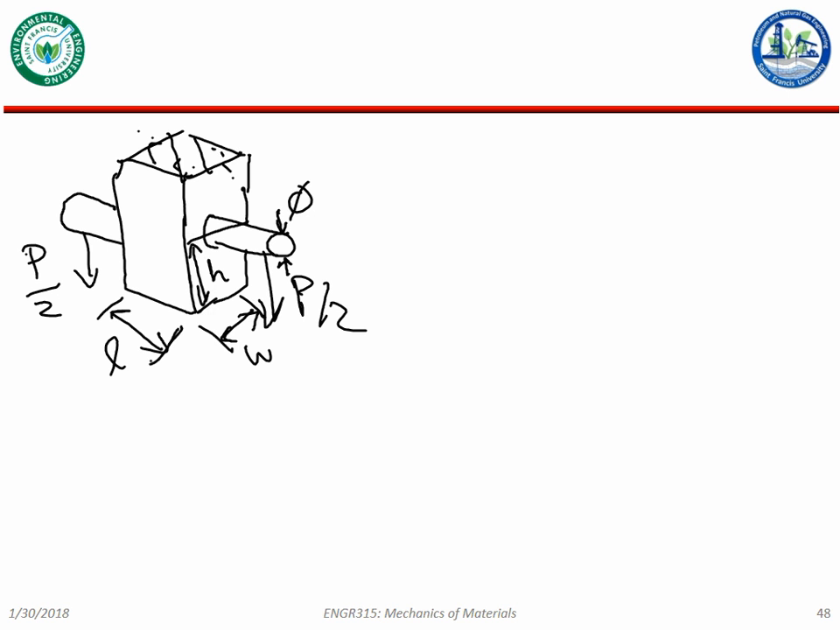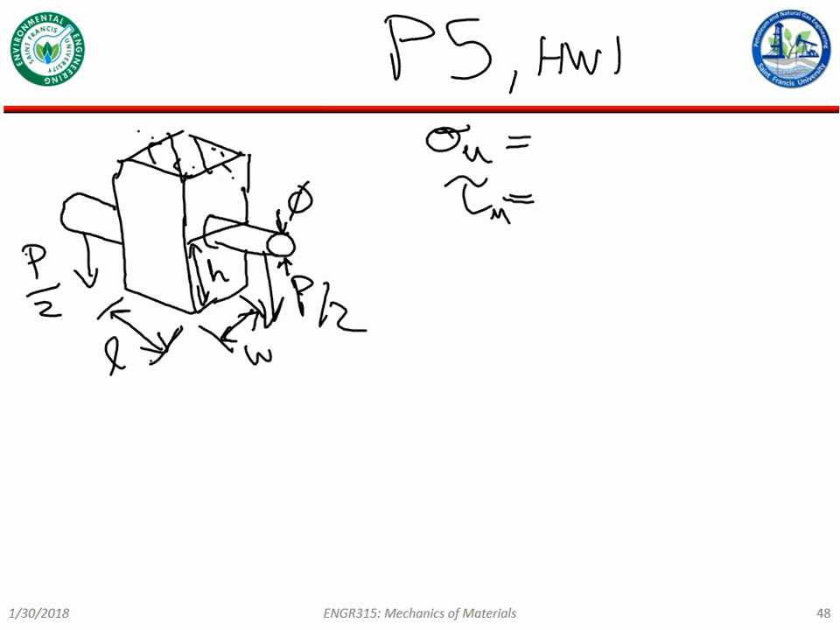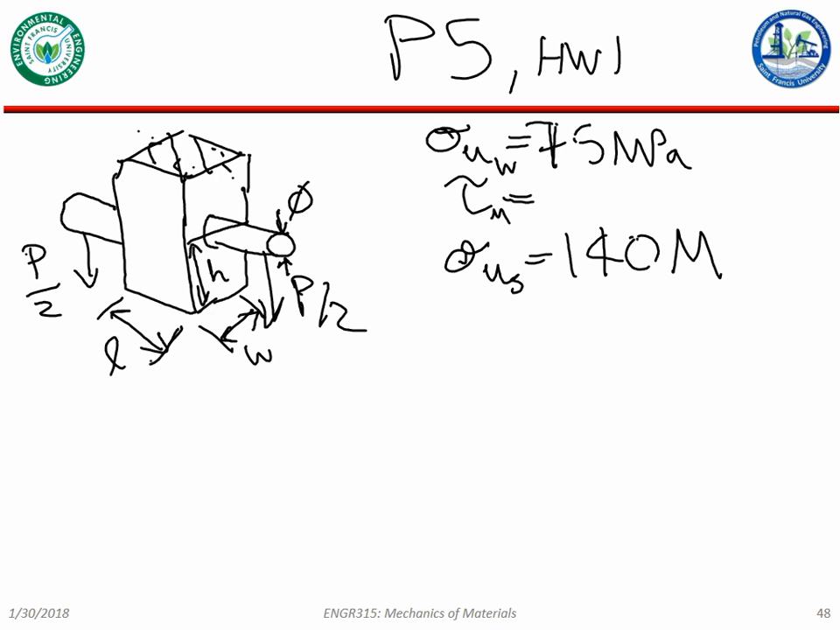Is there any more information that I'm missing here? Do I have like an ultimate strength? I think I do. Okay, so I have an ultimate strength of something, and that is what? 175? 175? 75. And I think there was an ultimate shear strength of the wood. 7? Great.